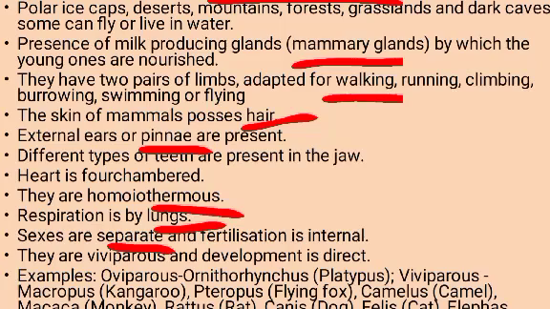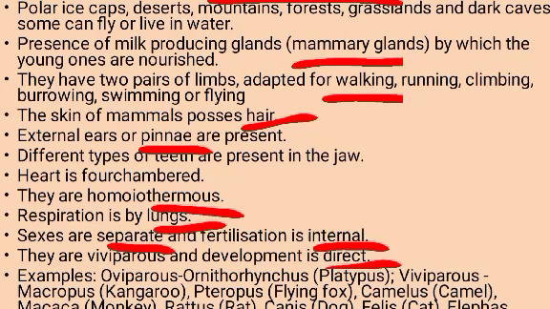Fertilization is internal, meaning it occurs inside the female body. Fertilization means the fusion of male and female gametes. Then they are viviparous, which means they give birth to young ones, and development is direct. Direct means the zygote develops into a young one which resembles the adult. So these are the characteristic features of mammals.